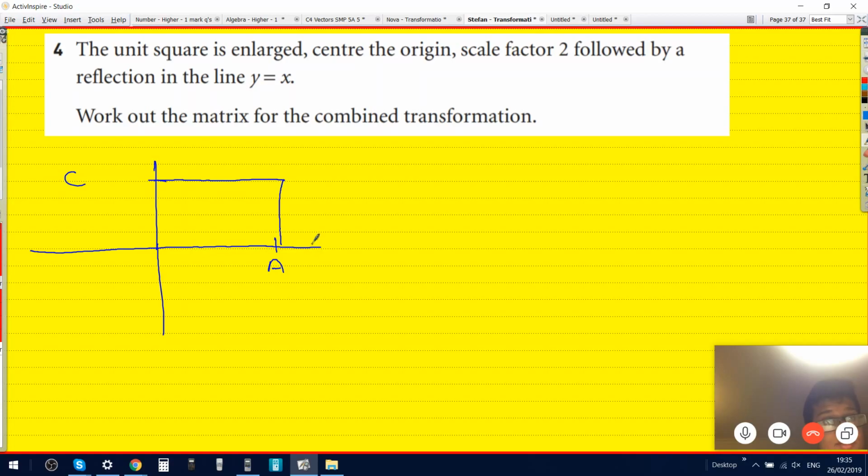So A's coordinates would be 2, 0. Yeah. And the coordinates of C as well. So C is 0, 2. Okay. And then next one.